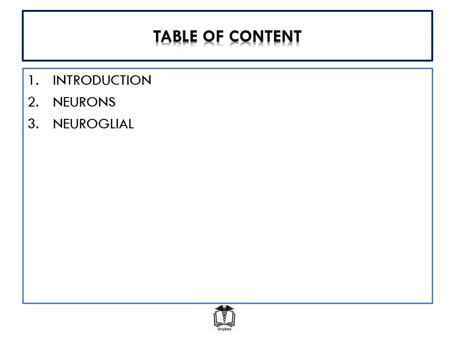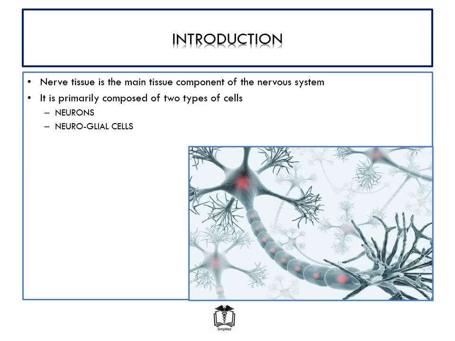Welcome to our module on nerve tissue. So the fourth type of tissue in the body is the nerve tissue. The other three types of tissues include the epithelial tissue, the connective tissues, and the muscle tissue. All three we've talked about in a separate module. The nerve tissue is the main structural component of the nervous system.